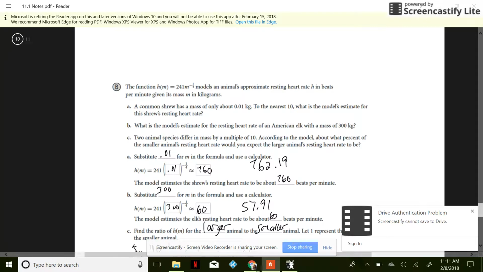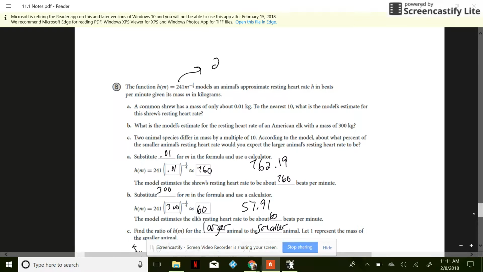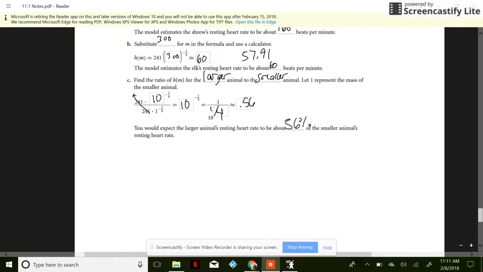Similarly, we can rewrite this one as 241 over m to the 1/4, or 241 over the fourth root of m, just a different way that we can rewrite this problem.